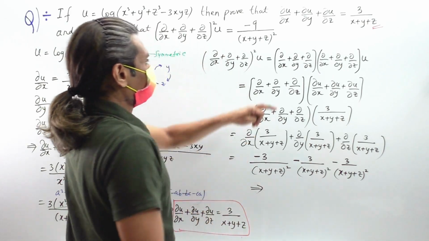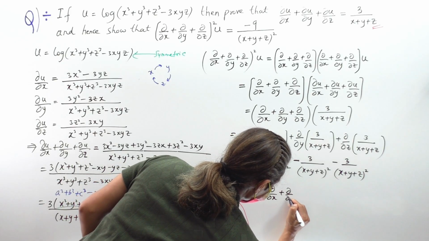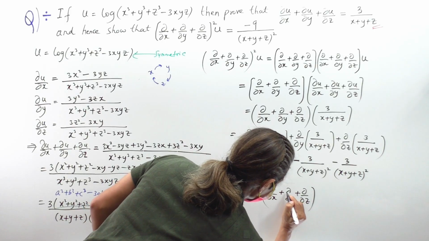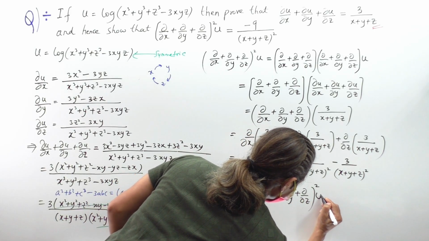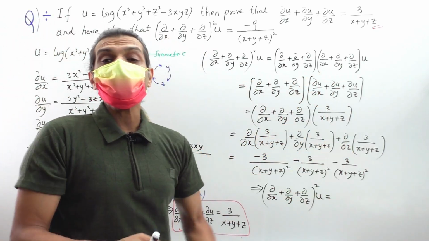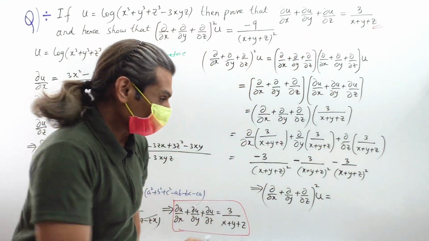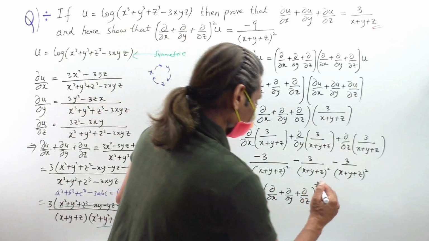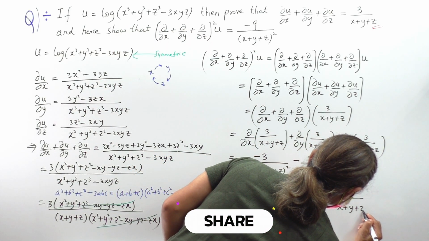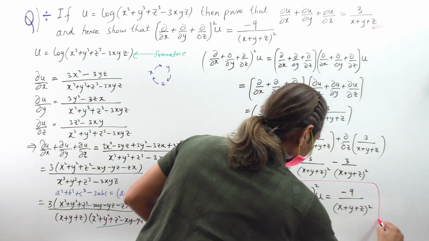So that implies (∂/∂x + ∂/∂y + ∂/∂z)² u equals what? Add all of them: −3 −3 −3 is −6, −3, −9. That's what we need. So the LCM is (x+y+z)². So we get this as −9/(x+y+z)². That's the answer. Beautifully solved.